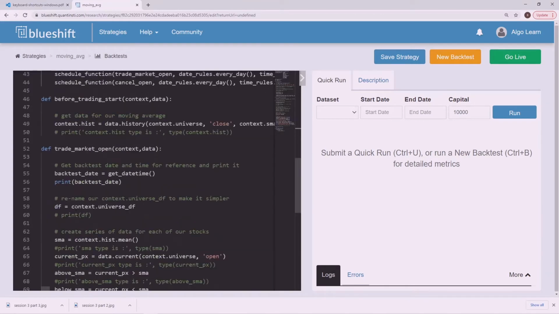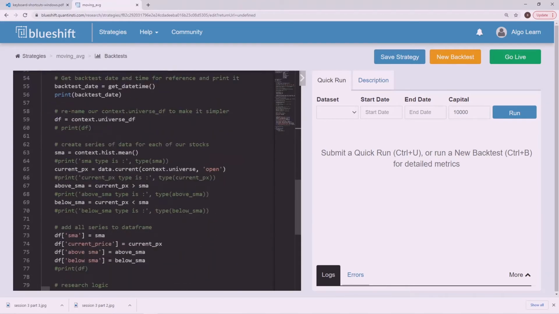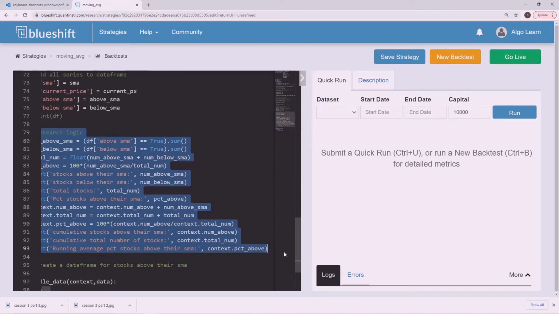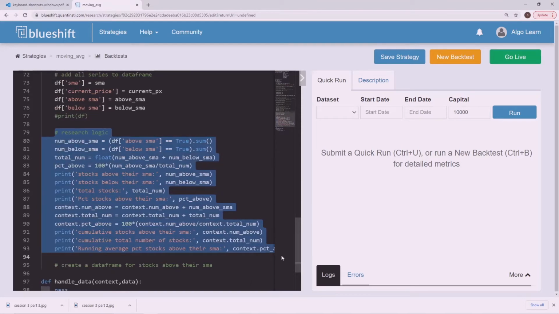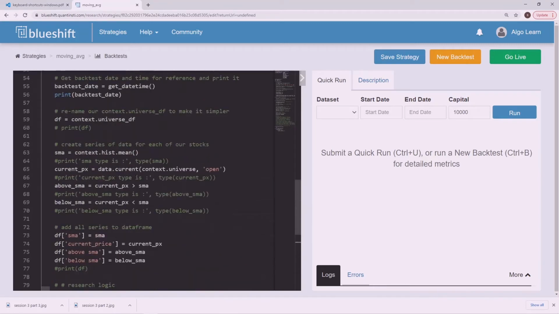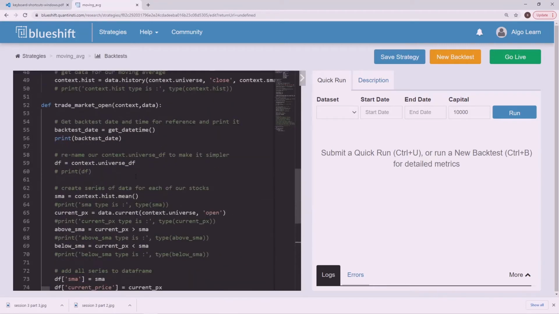All of this looks fine. Okay, so our research logic, we're not going to need our research logic at this point. So let's go ahead and pound this out. So all I'm doing is coming down here and Control / to pound them out. Yeah, I'm gonna take a look at the market open.